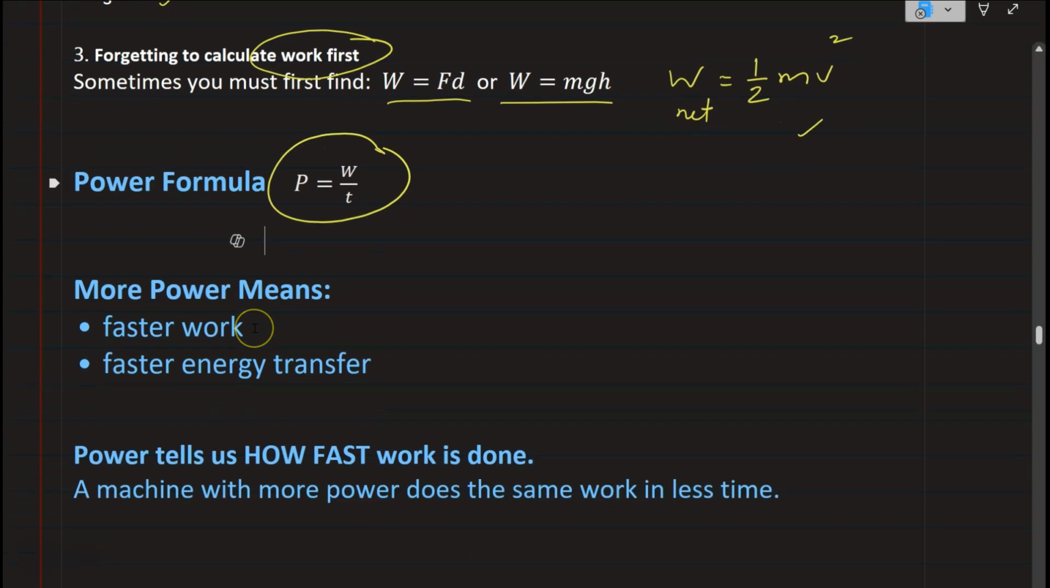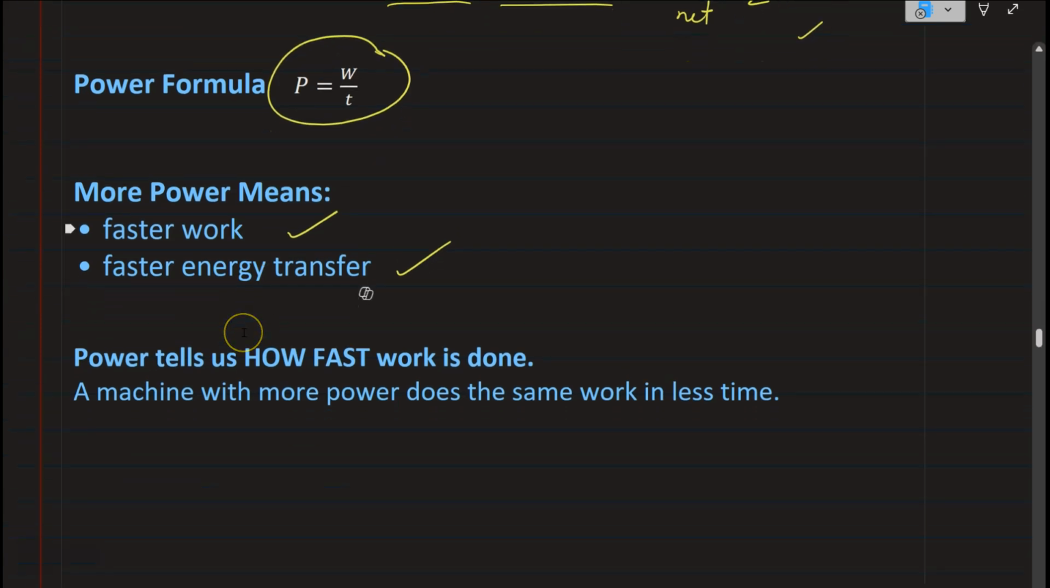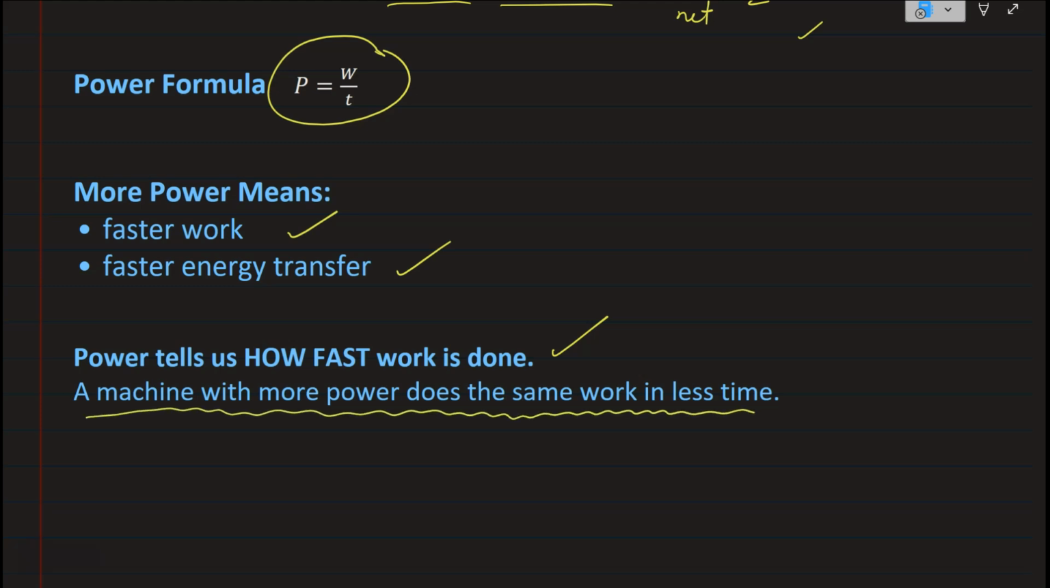And then, of course, more power. What does that mean? Intuitively, that means you work faster, and there is faster energy transfer. Power tells us how fast the work is done. The machine with more power does the same work in less time. That's exactly what it is. Remember the analogy I gave you? If you grab a shovel and start digging a ditch, in comparison to a backhoe coming in, which one will do the work faster?